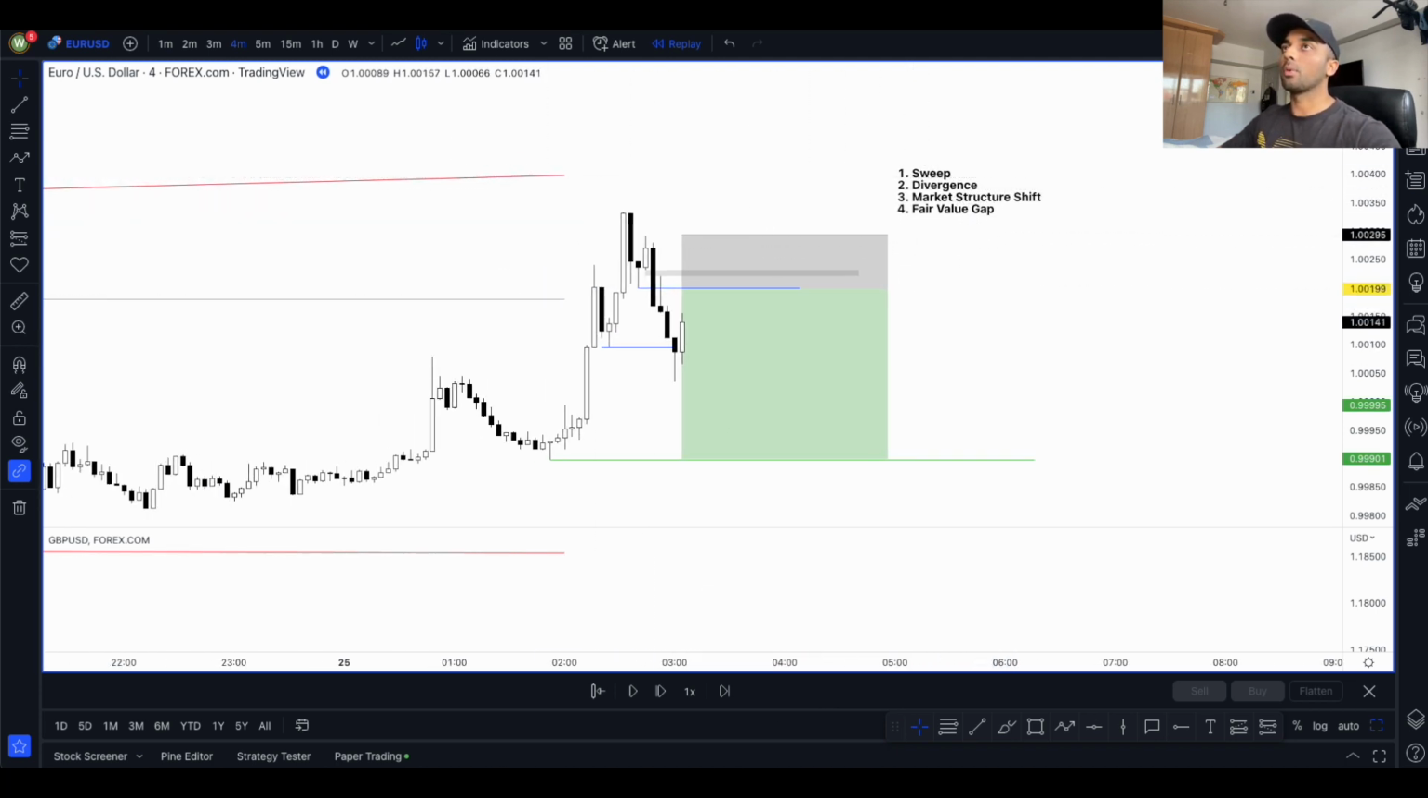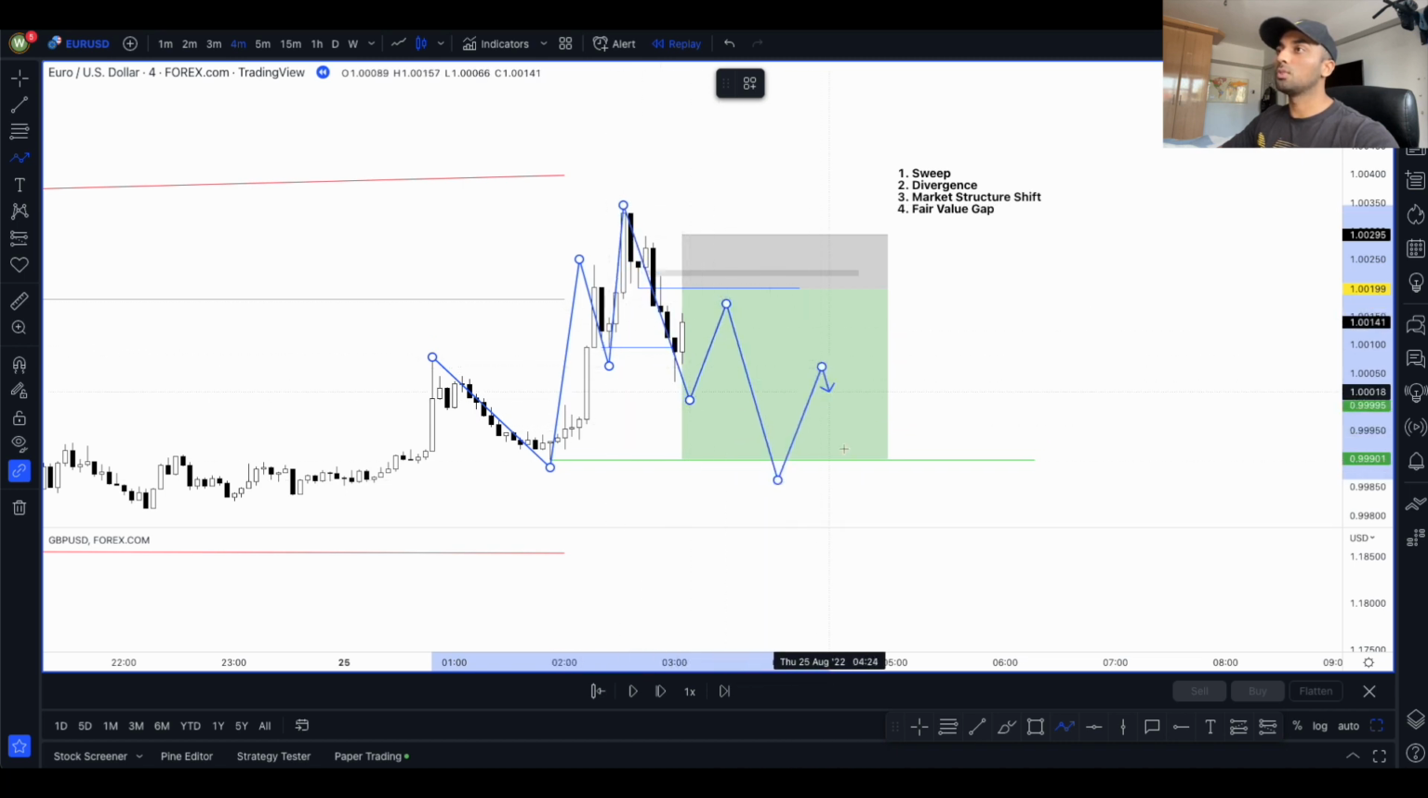So again, what have we done? Just a quick run through. We've had the sweep on the 1 hour, we have the divergence on the 1 hour time frame, and now we're looking for the market structure to shift, and we can see that market structure shifted over here with this blue line here, because again, down, up, and now we've broken this low. Now we expect the move to reverse.